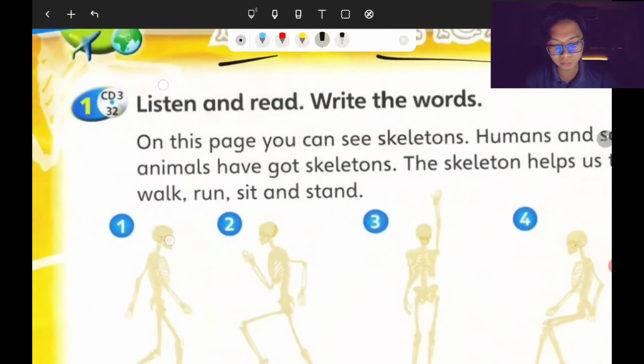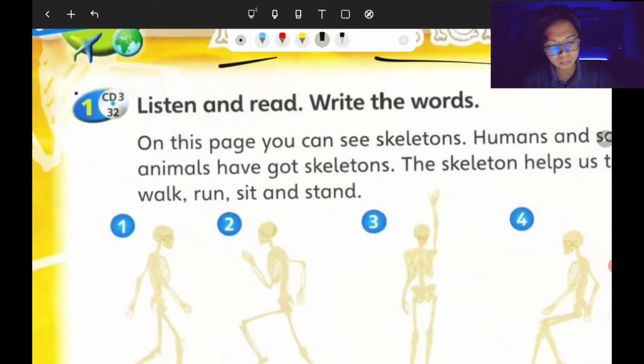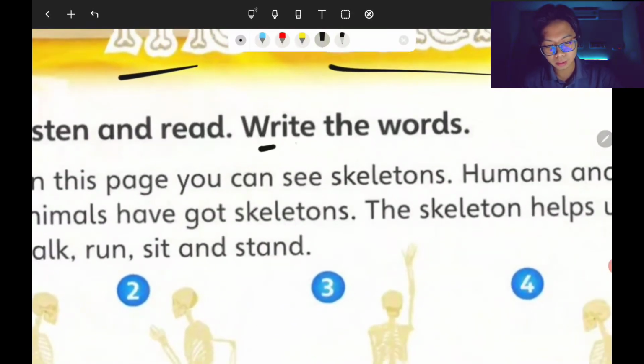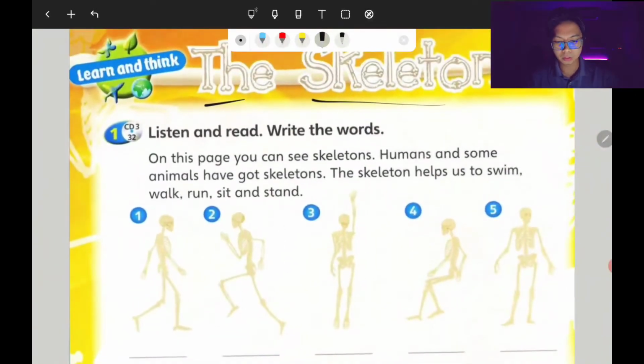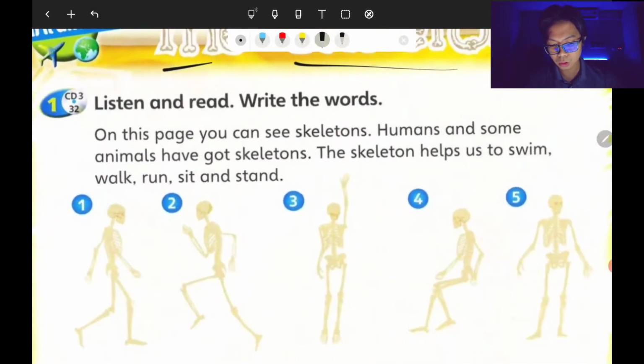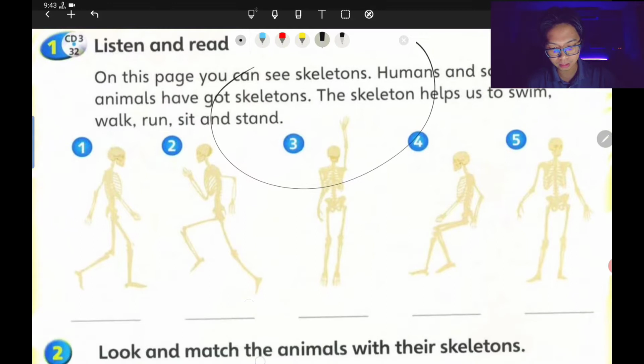So over here, the first activity will explain, listen and read, but you don't have to listen to this audio first. We just have to read by ourselves and write the words. We don't have to write that. We are going to read. Mostly we are going to read about the skeleton. Before we read this, let me show you.